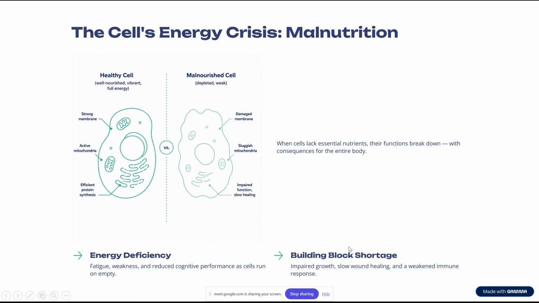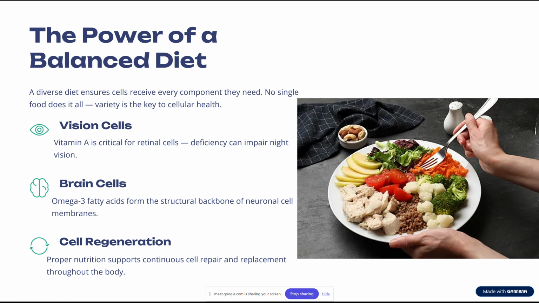There will also be building block shortage. So there's impaired growth, slow wound healing if you sustain an injury, and also weakened immune response. Which means that if you are malnourished, your immune system will not be able to fight against those foreign bodies effectively. So you can easily come down with a disease or infection or whatever. You understand what I'm trying to say.